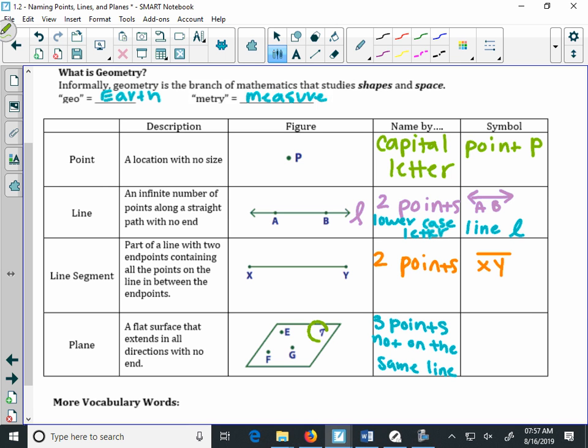You notice there's this kind of fancy looking capital letter in that upper corner. Is there a dot next to that capital letter? No. So that capital letter is not a point. It has to have a dot next to it in order to be a point. That's just another way of representing that plane. So you can also use the capital letter to name a plane.